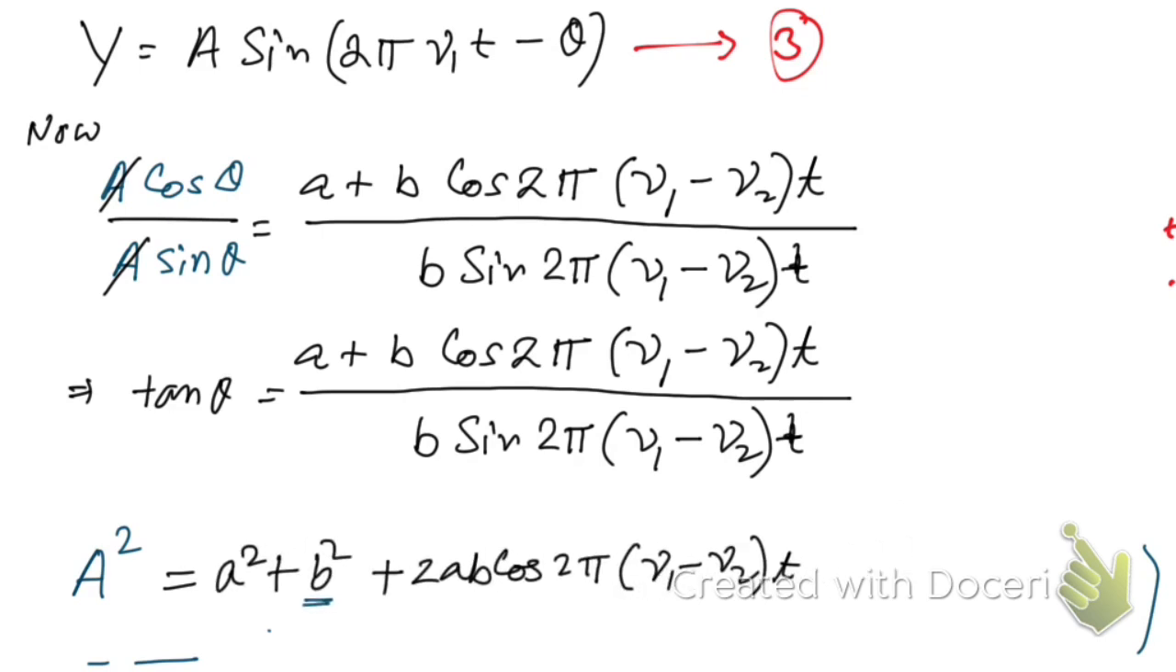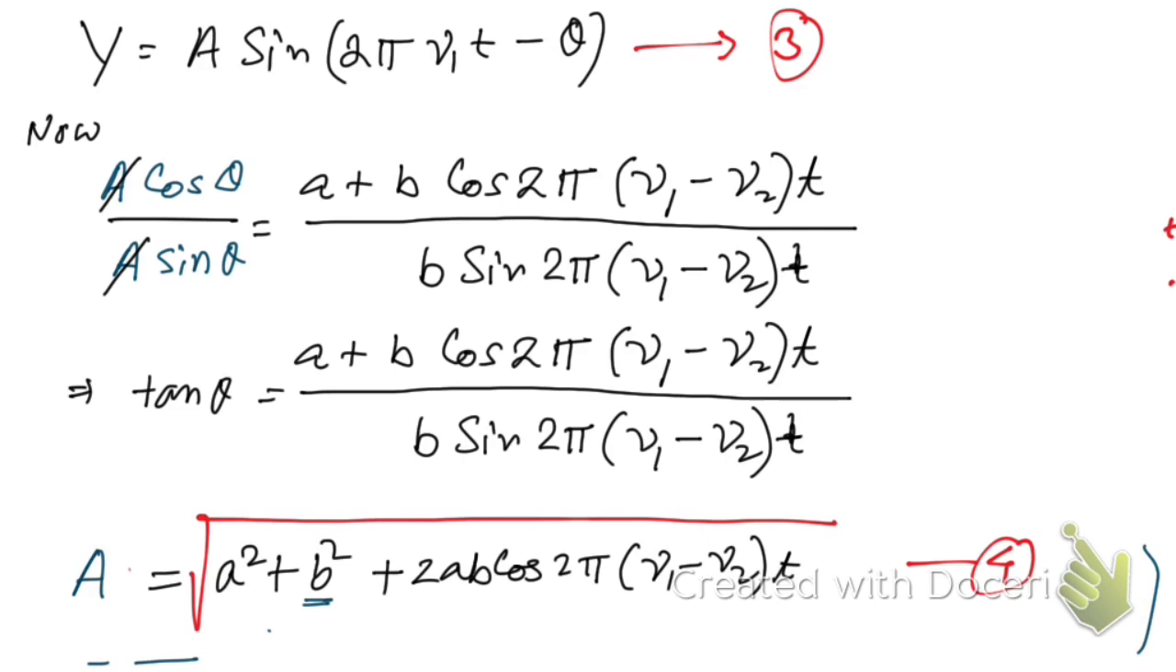So if a square is equal to this one, then a will be equal to root over this, right? Hope you have understood this. So let me take, this is equation number 4. Just wait, let me write, this is 4 and this is 5. Suppose this is equation number 5. Hope you have understood this.